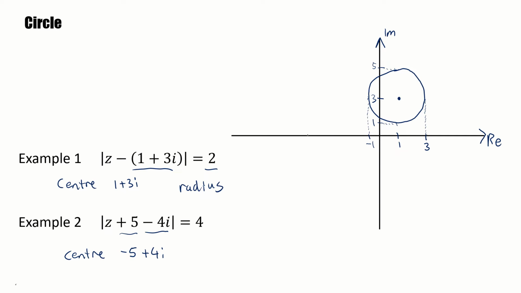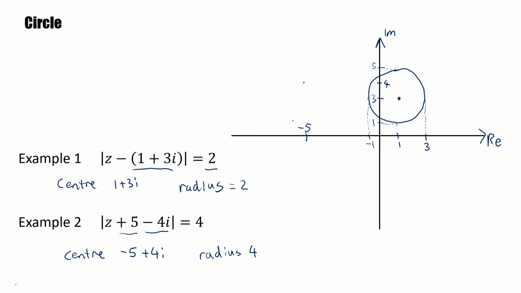So marking on that in the Argand diagram, let's say -5 would be somewhere over here, and then +4i would be somewhere up there, so therefore I'll be marking that over there. Cool. And then we've also, of course, got a radius. Sorry, by the way, I forgot to say the other one had a radius of 2.